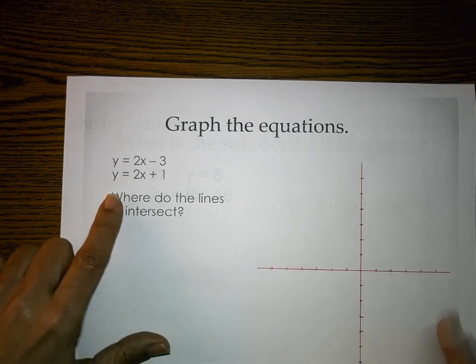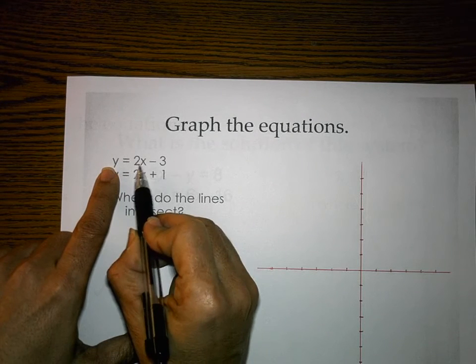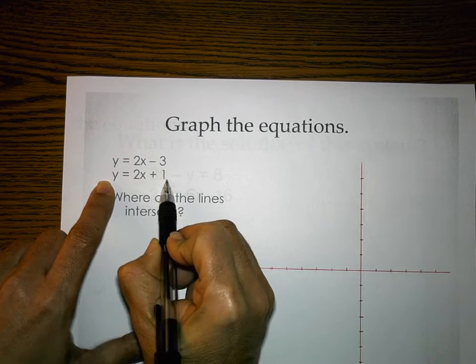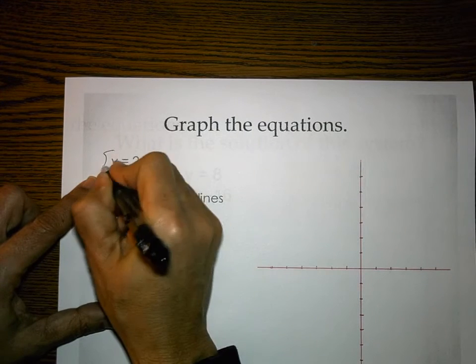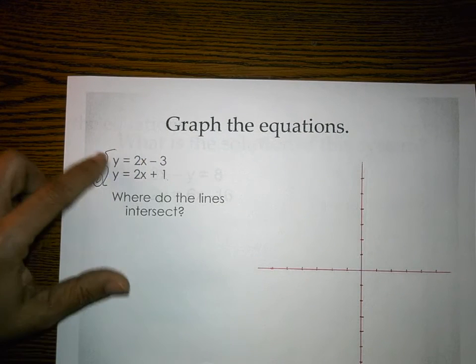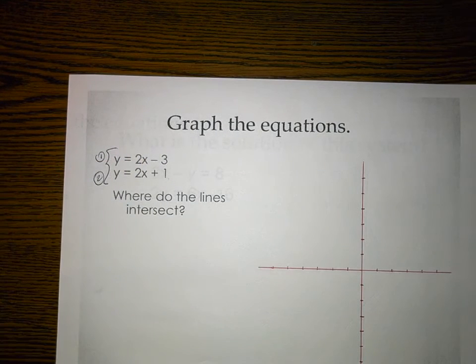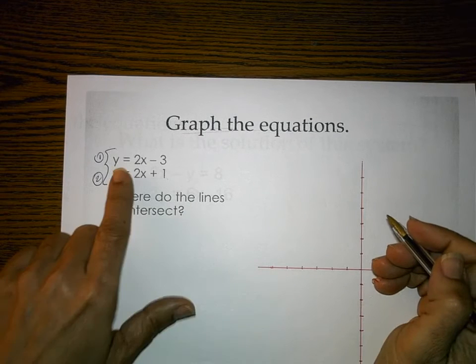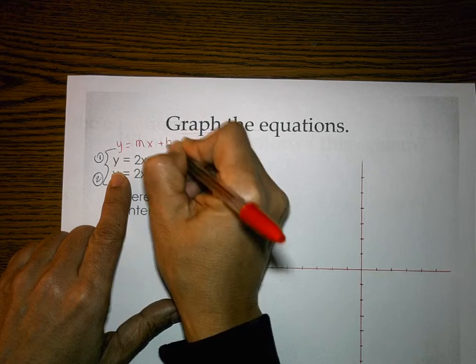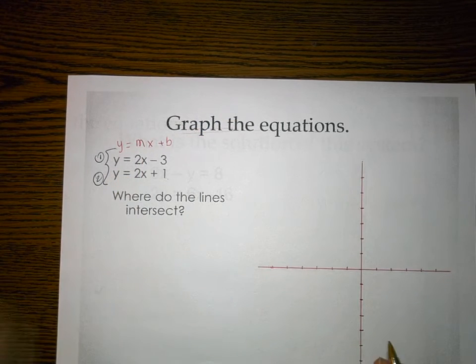I'll take a look at it. We have y equals 2x minus 3 and y equals 2x plus 1. Immediately when I see these two equations, equation number 1 and equation number 2, they already are isolated. I'm going to graph it because they're asking me to graph it anyway. It's already in the form of y equals mx plus b. They're both given to me already in that form. I'm going to use it.